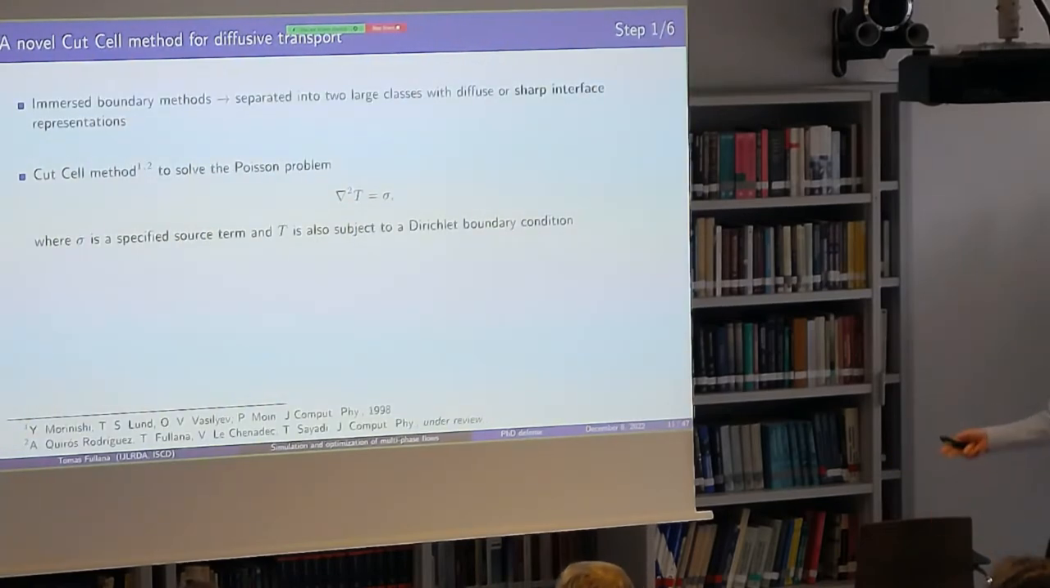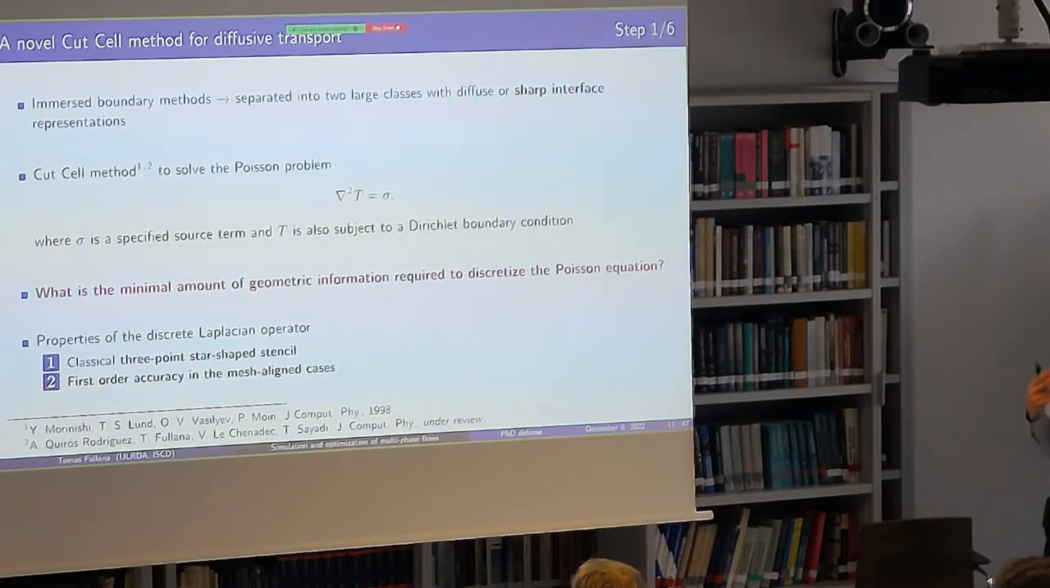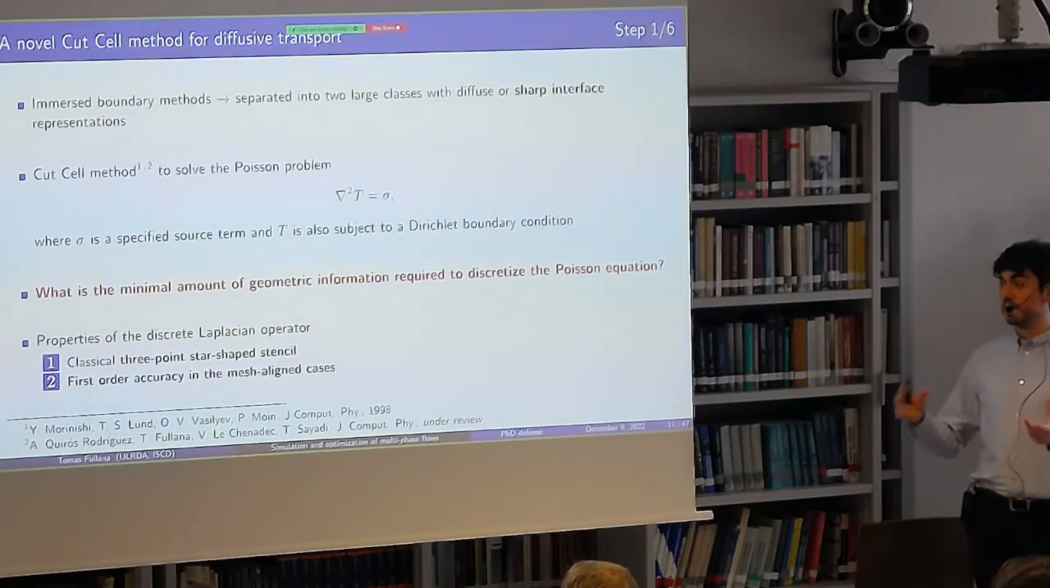To do so, we are using a specific immersed boundary method, which is called the cut cell method, to solve a Poisson problem, where we have the Laplacian of the temperature field T equal to a specific source term sigma, and we want to apply a Dirichlet boundary condition at the interface. This is the goal of this method. What we really want to answer here is what is the minimal amount of geometric information required to discretize this Poisson problem in order to impose this Dirichlet boundary condition at the interface.